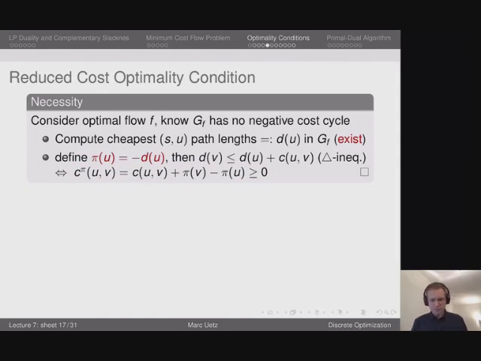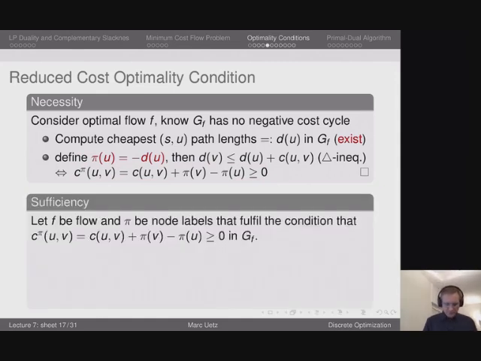In order to show that it's also a sufficient condition, I consider an arbitrary flow and a set of node labels pi along with it that fulfill this reduced cost condition. So the reduced costs are non-negative in the residual graph. And now I consider an arbitrary cycle in the residual graph, and I'm going to argue that the cost of such a cycle must be non-negative. Then we can use our previous characterization, and again we have that we have a minimum cost flow.